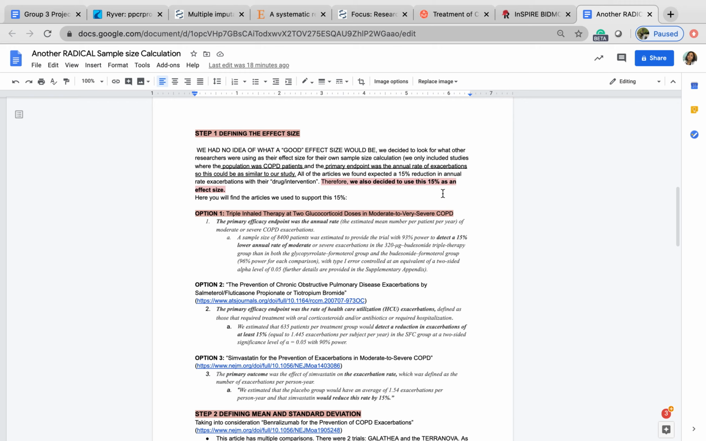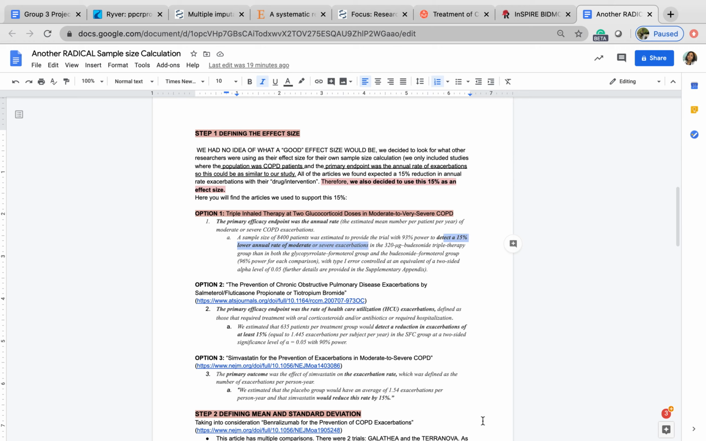Just for you guys to know, the first option, which is the one I'm putting here in pink, is the one we chose in our final draft. And as you can see, they're calculating a sample size to detect a 15% lower annual rate of moderate or severe exacerbations, which is the same thing that we will be doing.